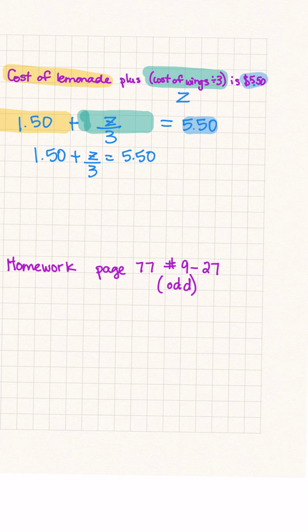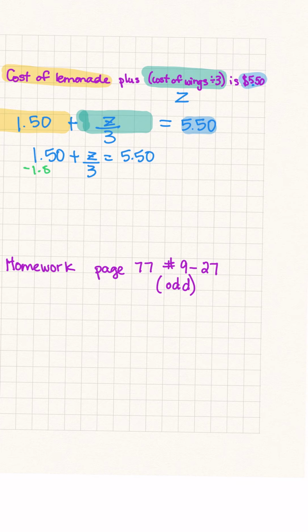So we first want to get rid of the $1.50. Right now it's being added. We want to do the opposite, so let's subtract $1.50 from each side. You can put it like that. I like to put it underneath just because then I can subtract it right there. So it's going to equal z divided by 3 equals $4.